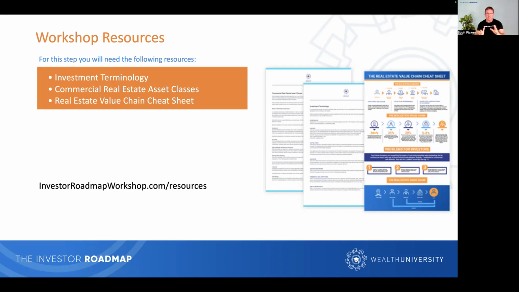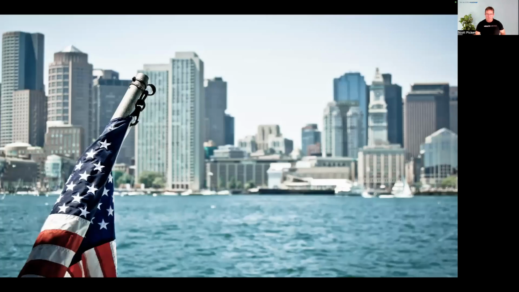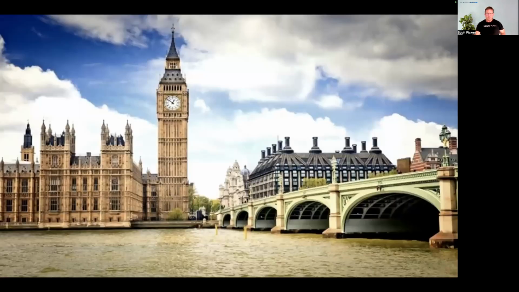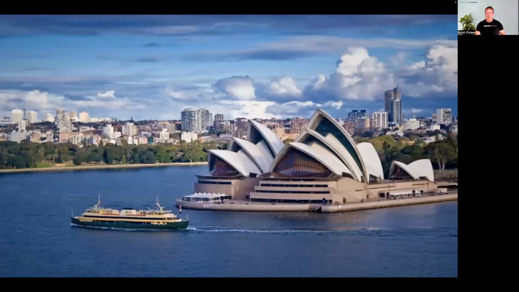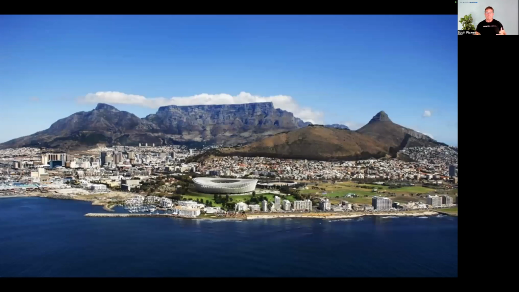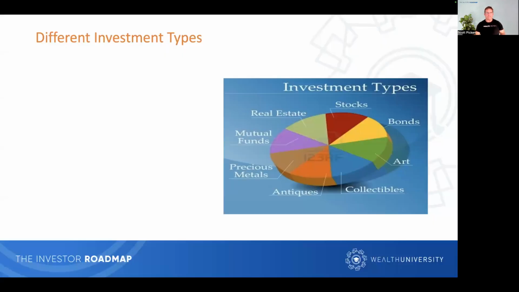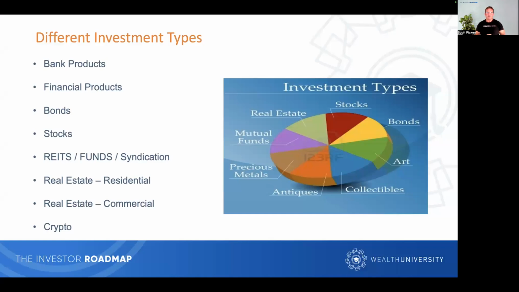We're going to give you so much stuff today. You're going to be like, oh my word, I can't believe I'm getting all this stuff for free. But anyway, these are all the cheat sheets that you can go away and look at over time. Whether you want to invest in America, England, Europe, Australia, South Africa, it doesn't really matter. If you want to invest in multiple different asset classes, you've got things like bank products, financial products, bonds, stocks, REITs, funds, syndication, residential real estate, commercial real estate, crypto, all different types of investments.